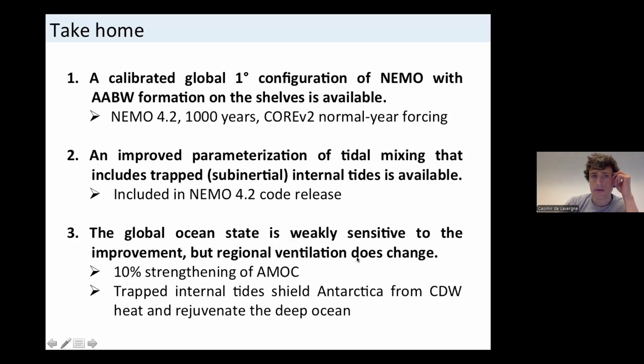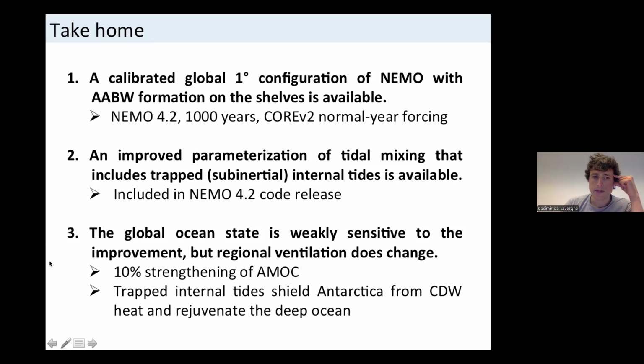So I'll go to my conclusions now. The take home is we have a calibrated global 1 degree configuration of NEMO, which has ABW formation on the shelves, somewhat surprisingly. And we're happy to share all the ingredients of these simulations. The second point is that there's an improved tidal mixing parameterization implemented in this model, and this also includes subinertial internal tides, and it's included in the code release, so it can be used straight away.